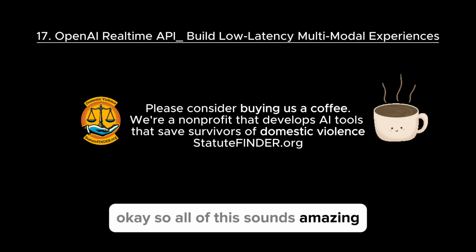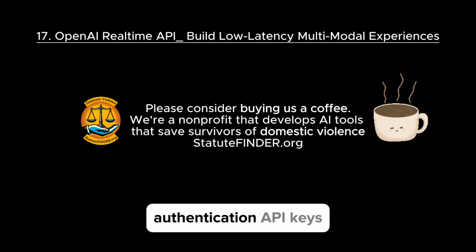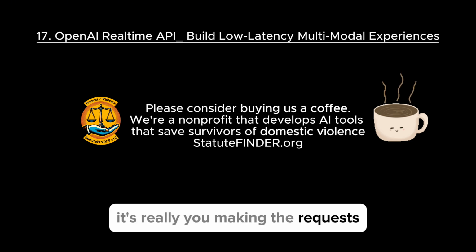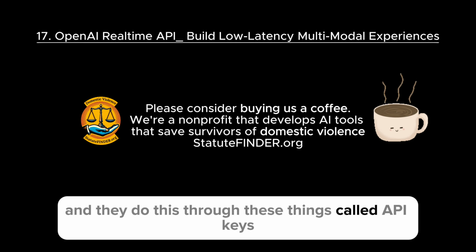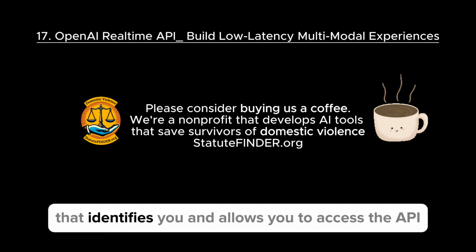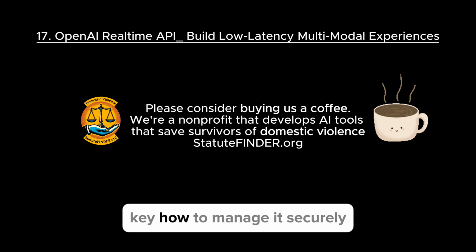Okay, so all of this sounds amazing, but I also need to know about the practical stuff. Authentication, API keys, all that jazz. You got it. Authentication is how OpenAI knows it's really you making the requests, and they do this through API keys. Think of it like a unique password that identifies you and allows you to access the API. Got it. And they walk you through exactly how to get your API key and how to manage it securely. All of that's in the documentation.